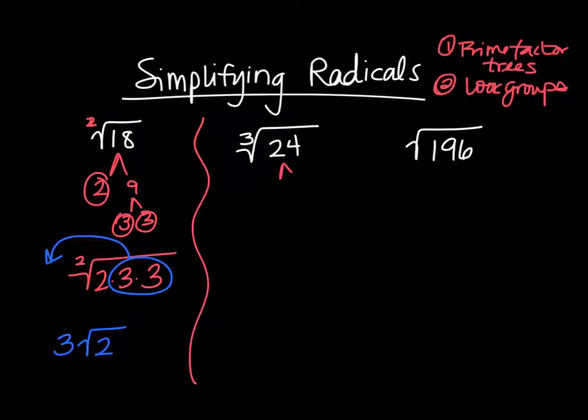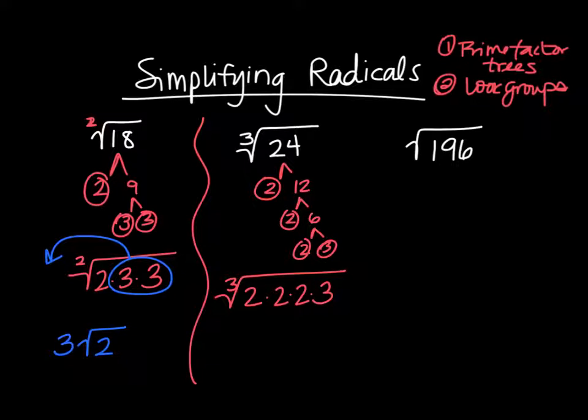So I'm going to break down 24, 2 and 12, and you could break this down a different way. 2 and 6, 6 is 2 and 3. All right, so I've got the cube root this time of 2 times 2 times 2 times 3. So notice this time, the example says that I'm looking for the cube root. That means I need 3 of something to make a group. So I've got 3 2's here that will come to the outside. So my answer is going to be 2 cube root of 3. That 3 is stuck in there because it doesn't have anything to make a group of 3 with.